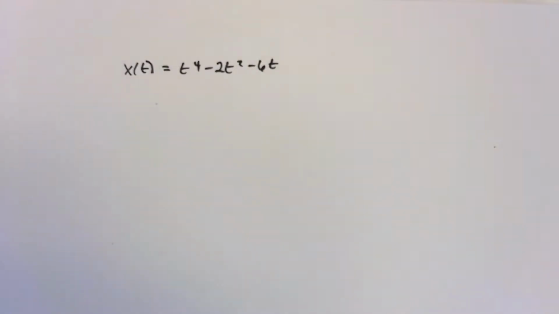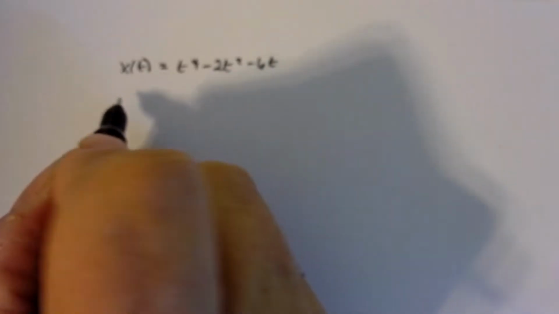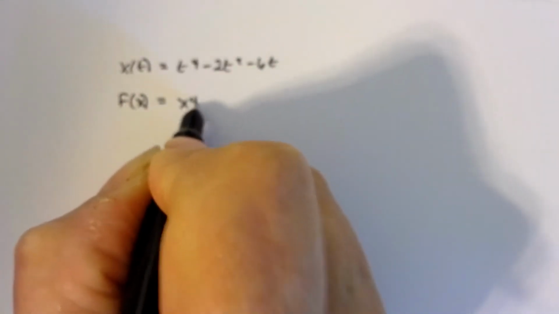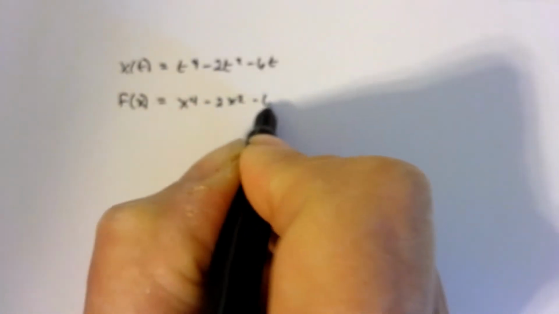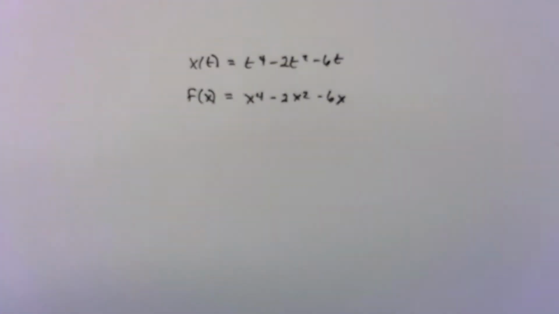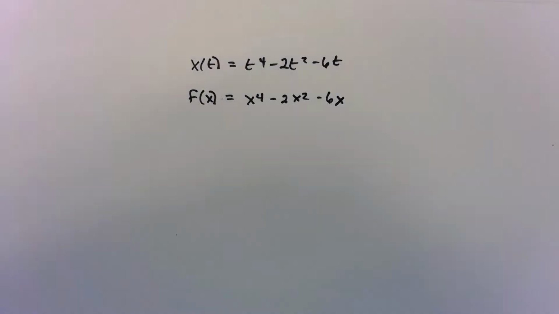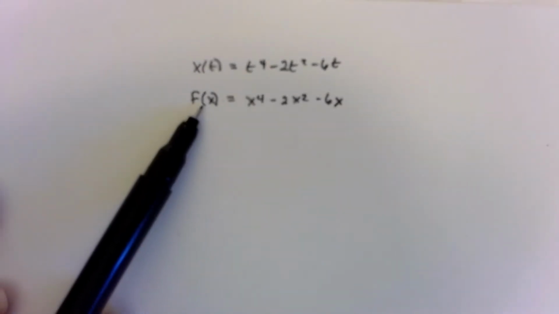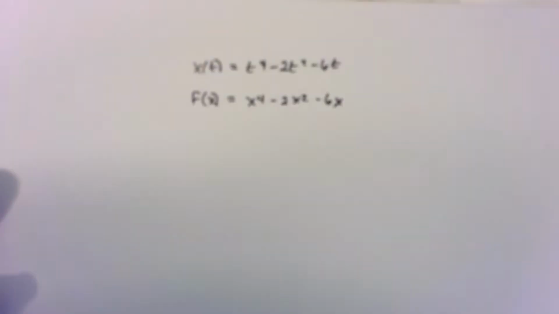Okay, what I'm going to do is I'm going to rewrite this. I'm going to change the name to f of x. So that means I'm going to replace all the t's with x. So it's the same function. I just want it in this form to kind of help you, because I know some kids and notation don't go hand in hand. Okay, so I'm telling you that my position function, I just changed the name of it. It's now f of x.